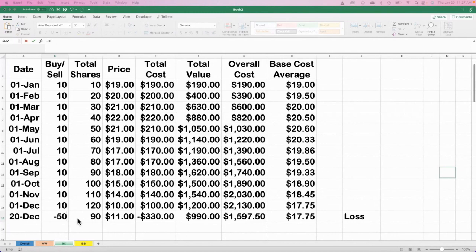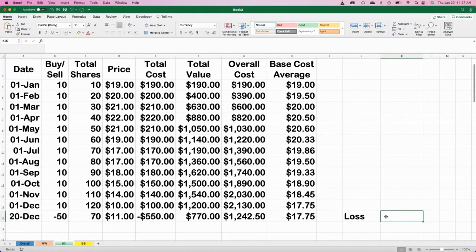So we're going to start with the minus 50. To calculate that loss, we simply put in our equal sign, and we're going to open up our brackets. Once again, we want to make our number positive, so we're going to put in a -1 times, and this is the amount we picked up, so $550. So there is the amount that we gained.